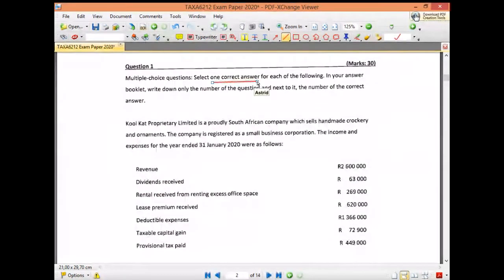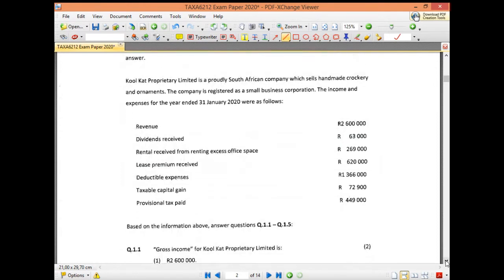What I suggest is when you get a multiple choice like this, do the ones that you can, and if there are ones that you are stuck with, select one of the 5 letters and mark it on your paper to go back if you have time. Don't spend too much time on it, because you will be losing marks that you could potentially get later on. Now in this question, they gave you some information, and then they tell you that questions 1.1 to 1.5 are based on the above information.